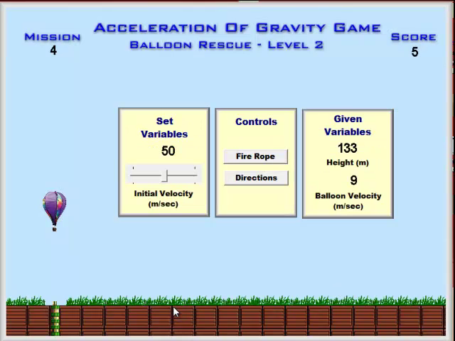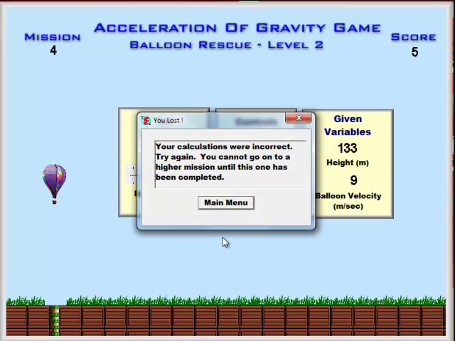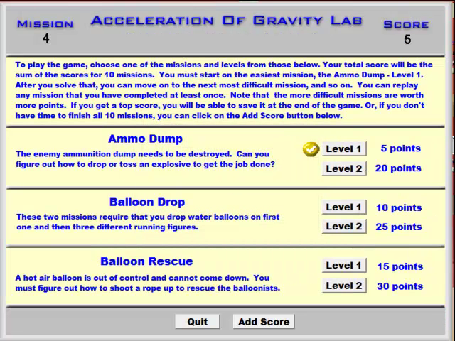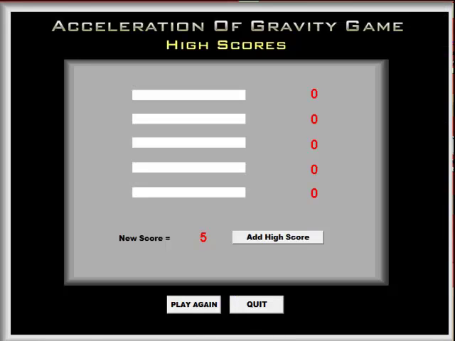Real quick, level 2 in the balloon rescue. Here you have to set the initial velocity and fire the rope in order to just meet the rising balloon. At the end, you can add your score, put your name in, and then this will be saved so that when the next student comes along, it's not being saved because I don't have the file in this particular place, but these names will be saved for the score, so students can have some competition to see who is going to get the high score.